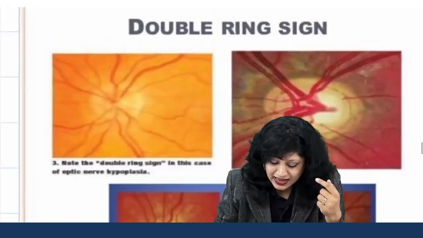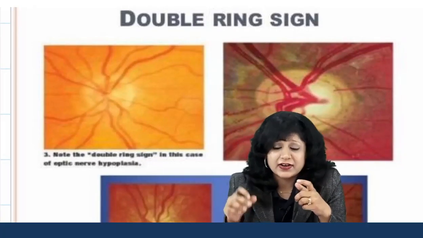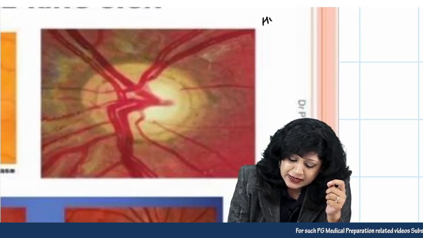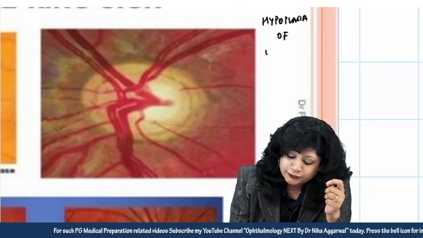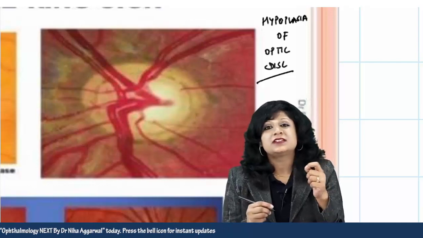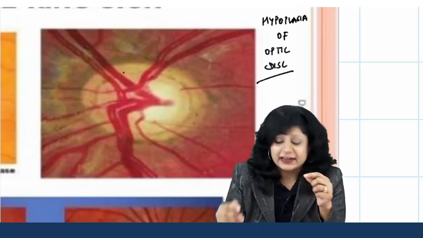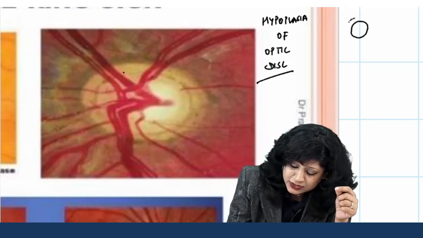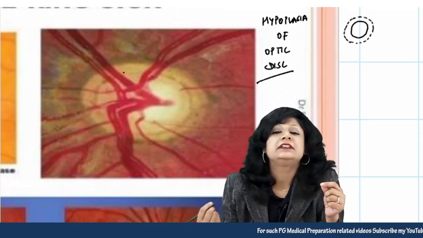Okay, then we have the very famous double ring sign. What is this double ring sign? Double ring sign you get in cases of hypoplasia of the optic disc. In hypoplasia of the optic disc, you get a small optic disc, and surrounding this is a ring which corresponds to the normal size of the optic disc. This is called the double ring sign.